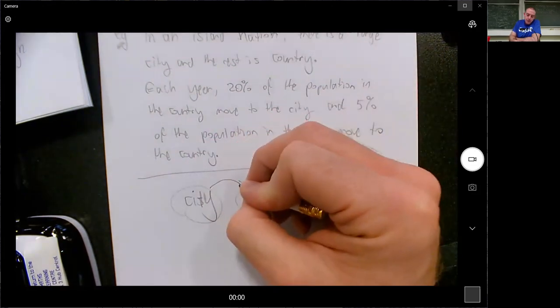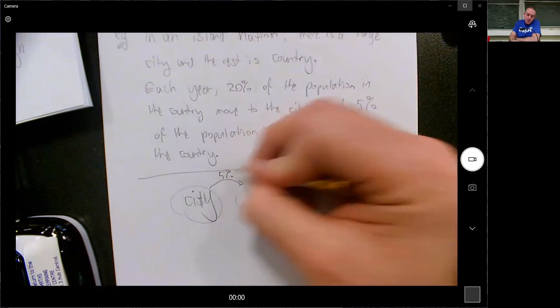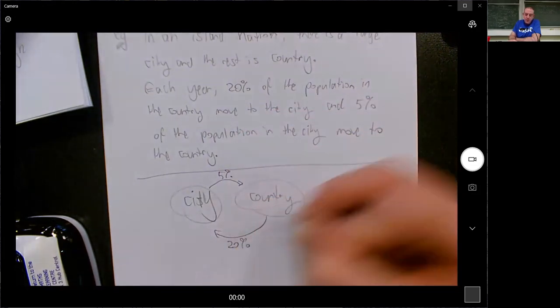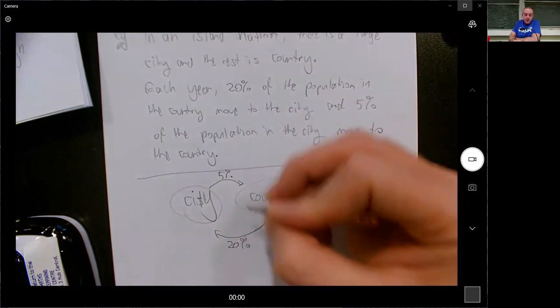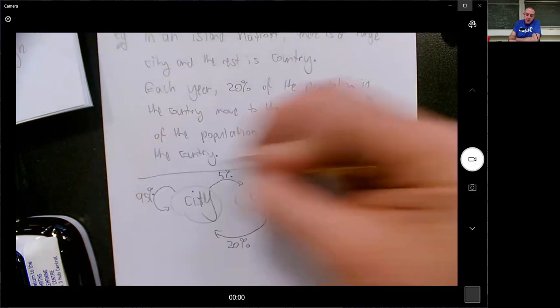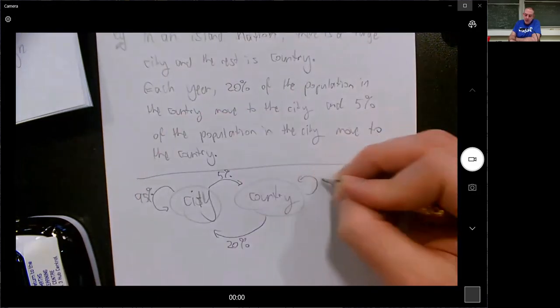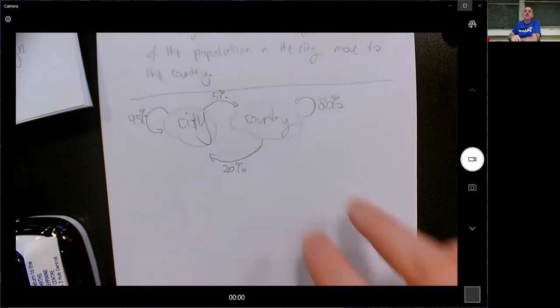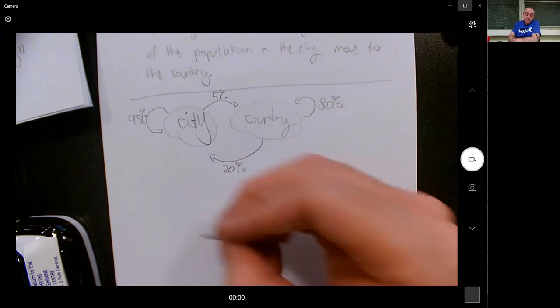And 5% of these people move to the country, and 20% of these people move to the city. And then 95% stay in the city, and 80% of the country people would stay in the country. And so what we're going to do is represent these changes with a matrix.